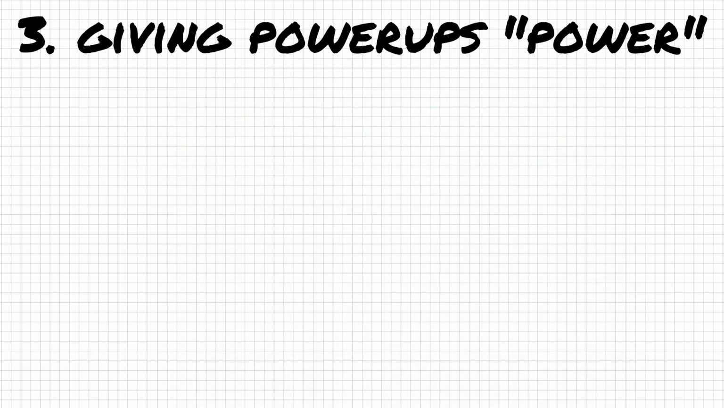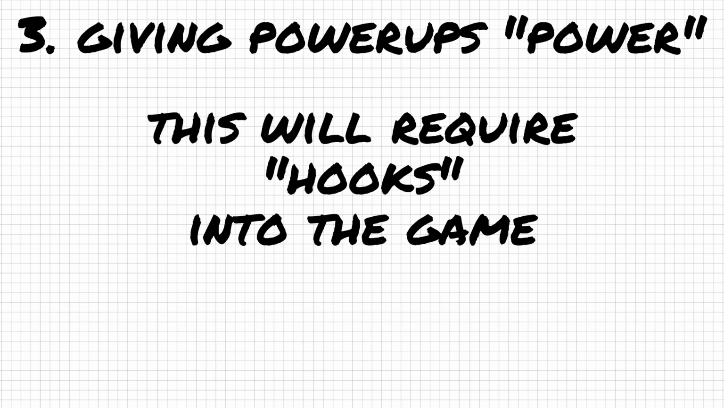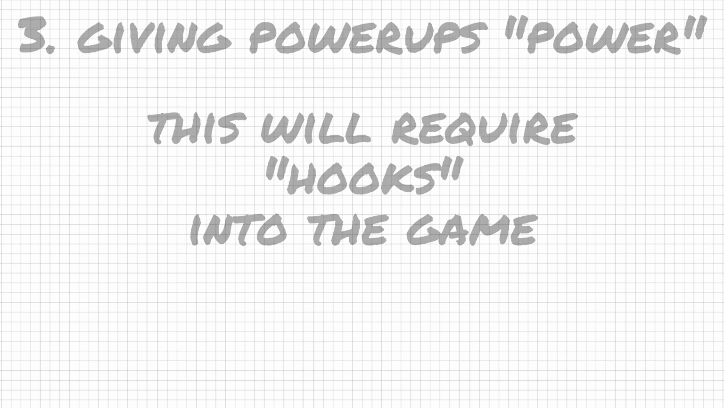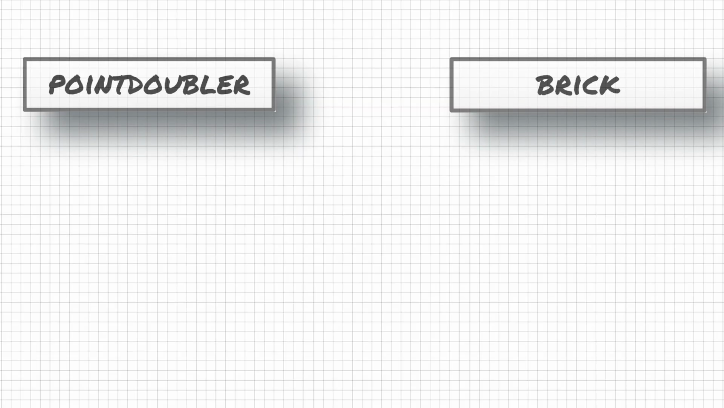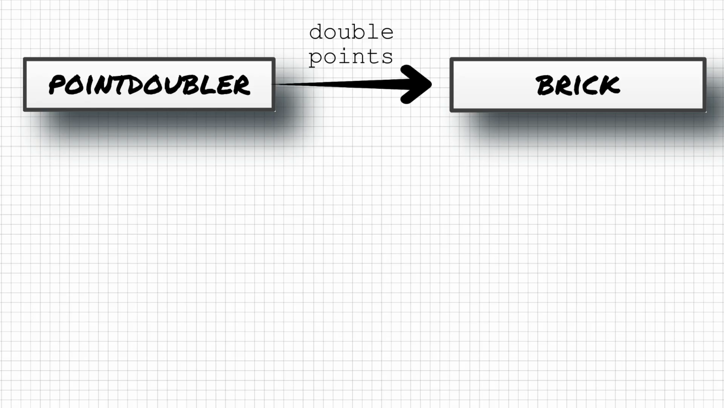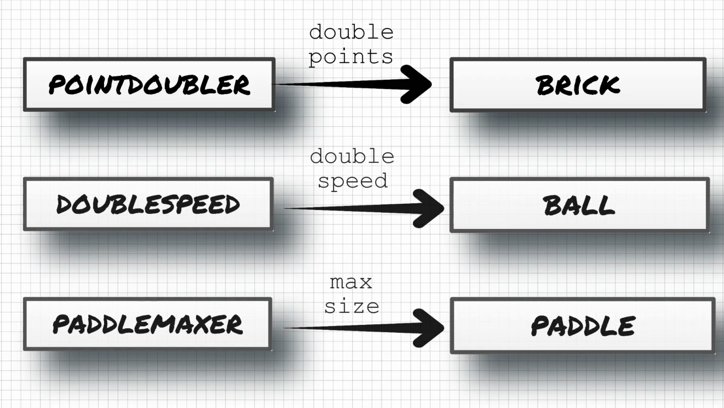On to step 3 now, giving the powerup some sort of power over the game. To do this, there will need to be hooks in the game that the powerups can connect to. So, for example, if I want the point doubler powerup to actually be able to double the points a player receives for each brick, somewhere in the code we need to double the points while the powerup is active. And we want to make sure we're building it in a way that makes room for other powerups we might add in the future that might also modify points. This is a design problem.